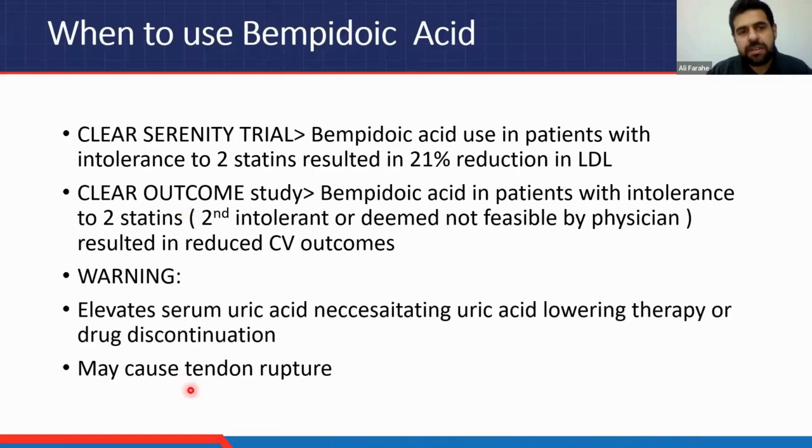Two warnings: bempedoic acid can lead to extreme elevation of uric acid and can precipitate acute gout, and it is also associated with tendon ruptures.